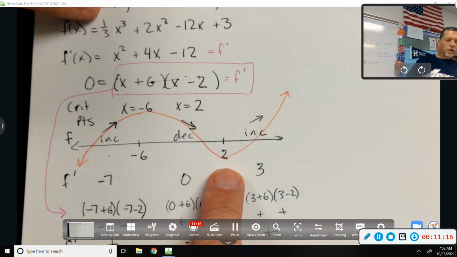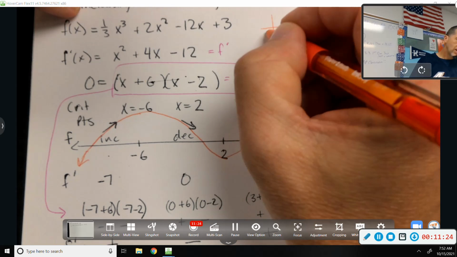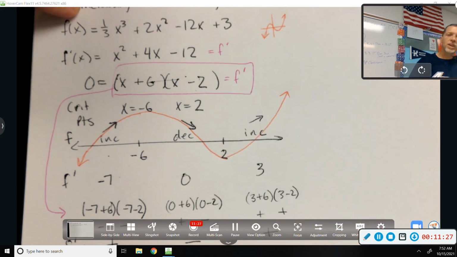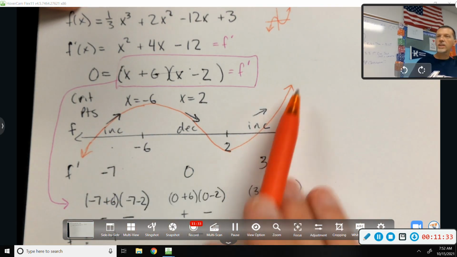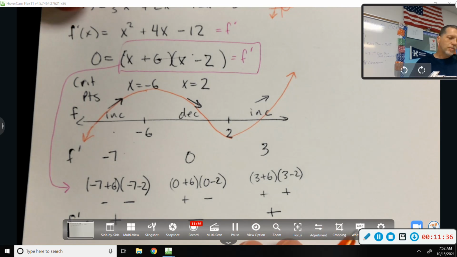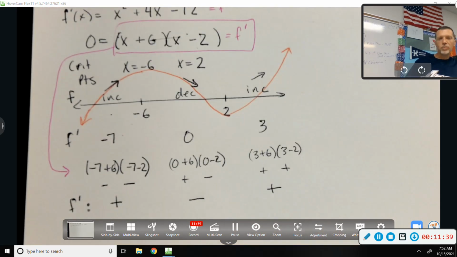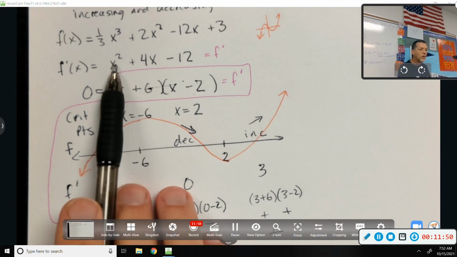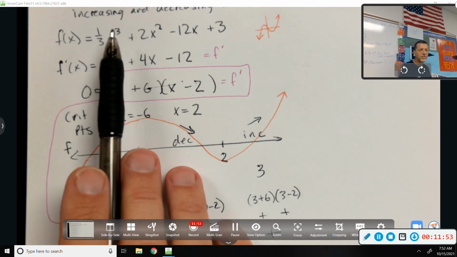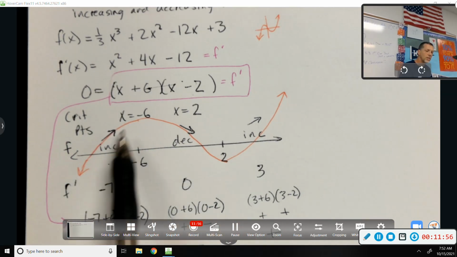Does that fit with what you know about what an x cubed looks like? We'd have to get a table of values to get it exact, but it generally looks like that. So this fits: increasing, decreasing, increasing. It's nice when you have a function that you know what it looks like to verify your answers. So be careful. Yes, x squared is a parabola, but that's the derivative. The original function is a cubic. So increasing, decreasing, increasing.